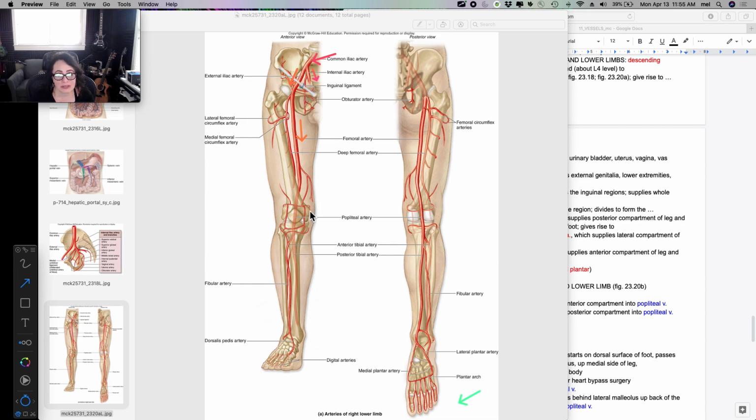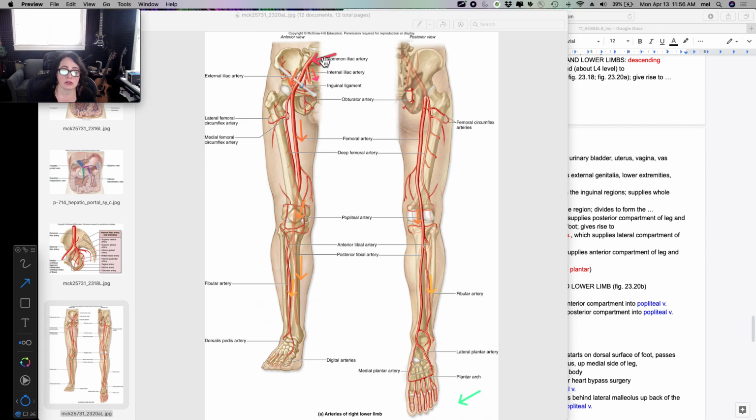Then as it runs behind the knee right here, and you can see it here, that's the popliteal artery. Then it's going to split, and it's going to do posterior tibial as it runs behind the tibia. And then a branch is going to give rise to this one right here, which is the anterior tibial artery. The posterior tibial artery also gives rise to this one that's more on the backside and lateral, and that's this one right here called the fibular artery.